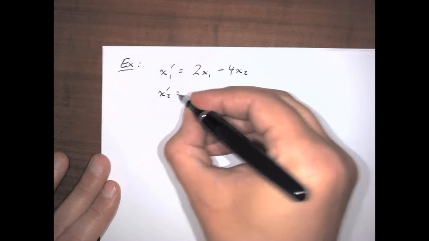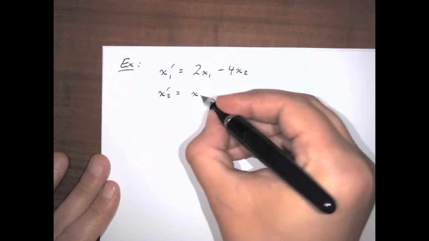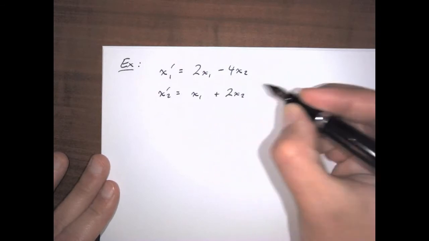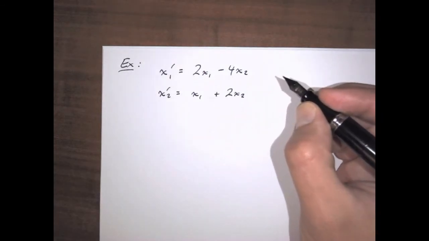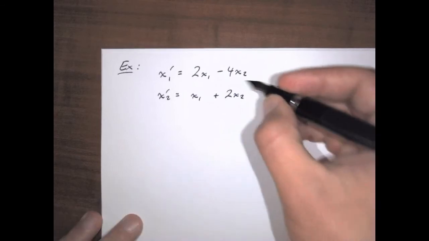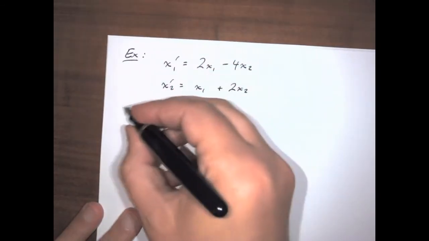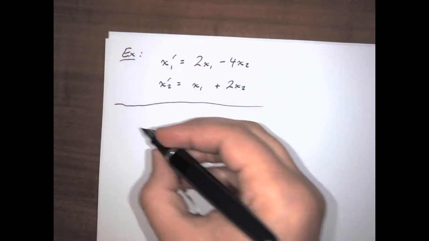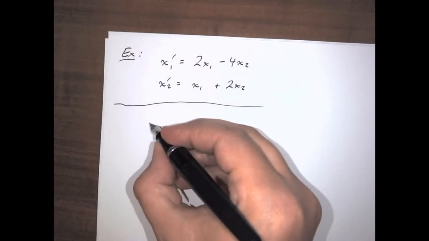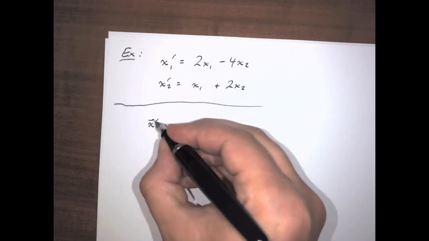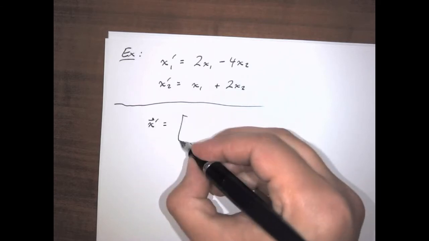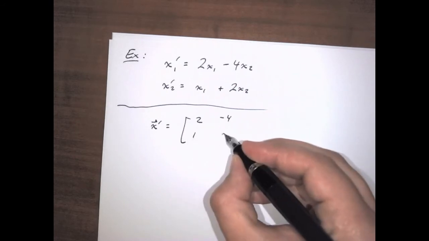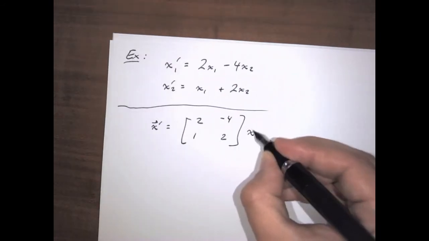x2 prime is equal to x1 plus 2x2. Alright, so nothing is different in the way this is laid out from any of the previous ones, and nothing is different about the first steps of our approach. So here we'll just first clarify what the actual matrix that we're talking about here is. So 2, negative 4, 1, and 2 times x.